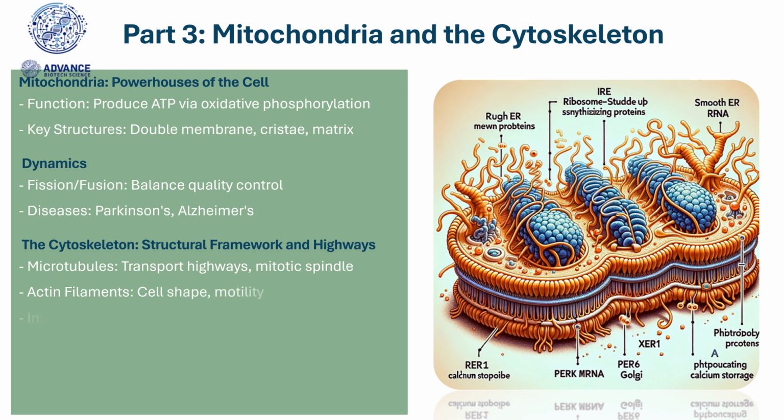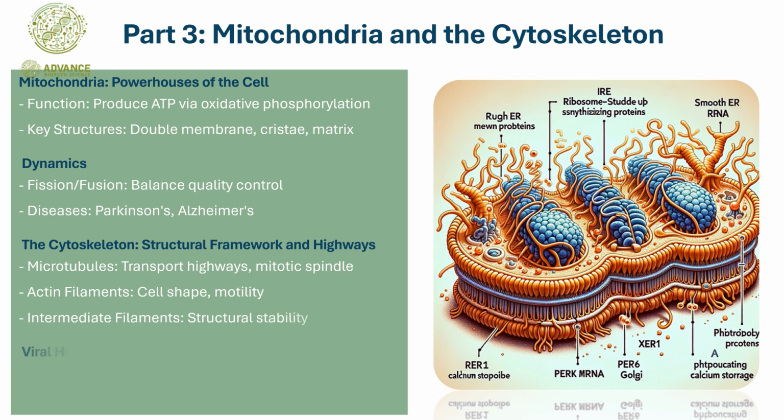Cytoskeletal dynamics and cell division. The camera zooms in on a dividing cell, showing the mitotic spindle orchestrating chromosome segregation. Mitotic spindle: microtubules form the spindle that aligns chromosomes during metaphase and separates sister chromatids during anaphase.